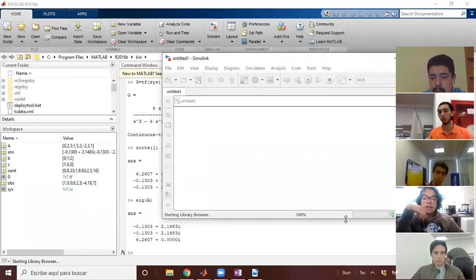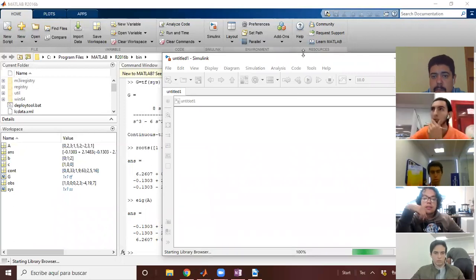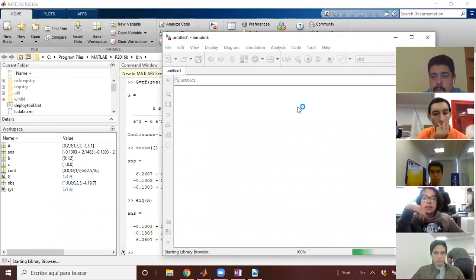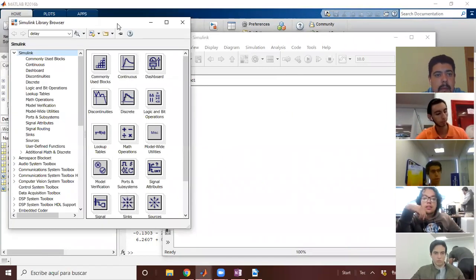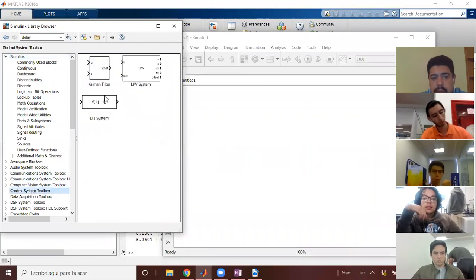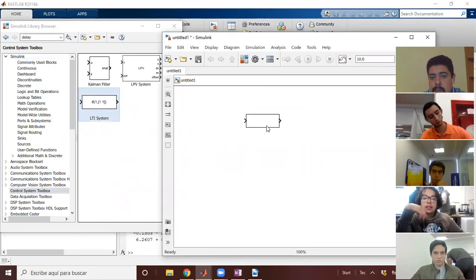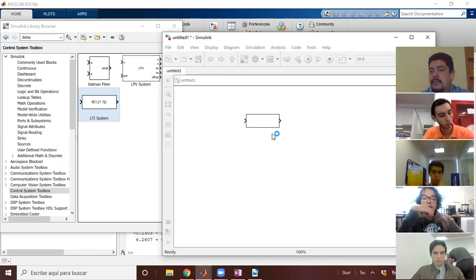Let me bring the library scope. Now, I'm going to use this control system toolbox. And inside of here, I'm going to put G, which is the transfer function representation of this system. Let's just wait for this to wake up.